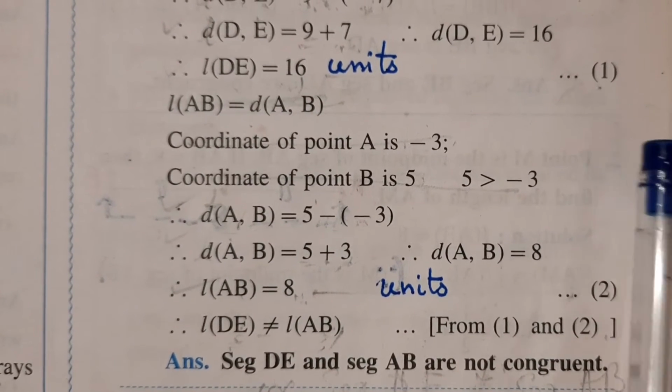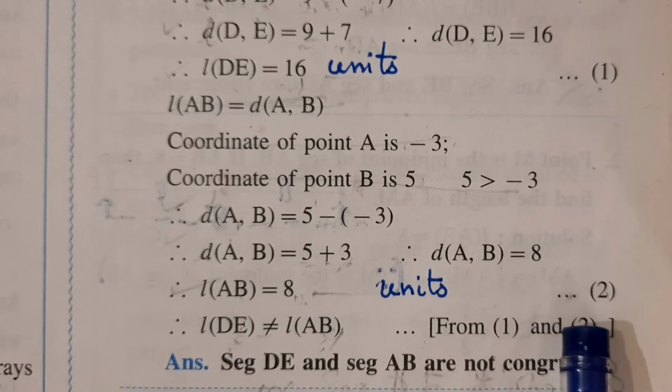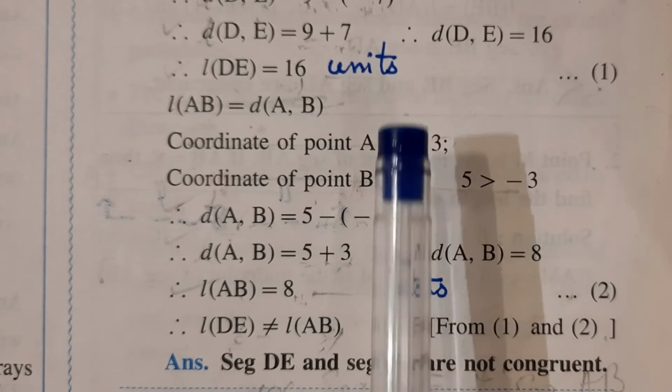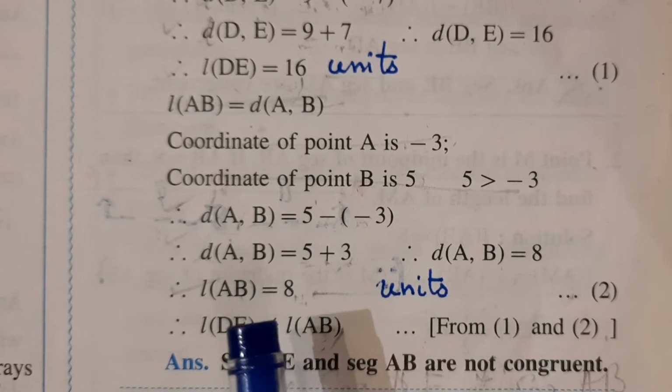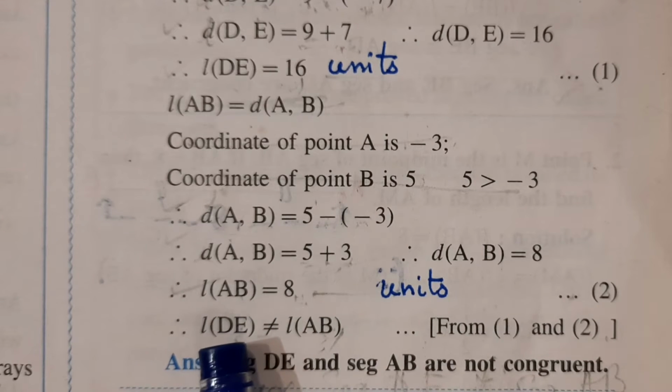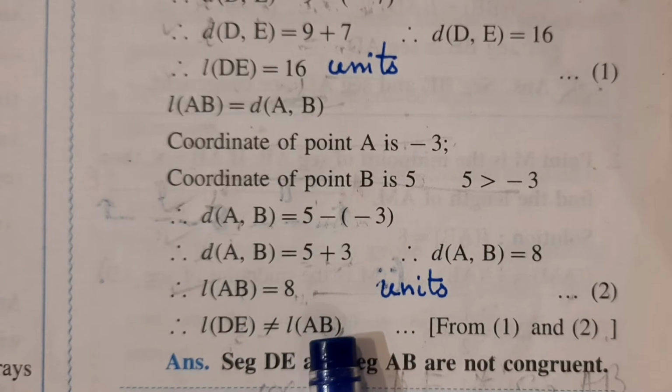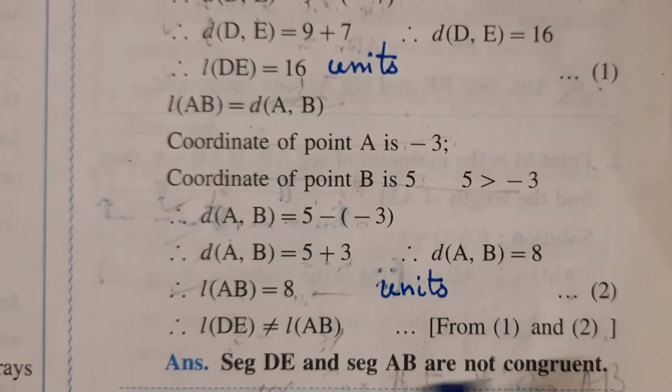Now, you notice from equation 1 and equation 2 that length DE is 16 units, but length AB is 8 units. So length DE is not equal to length AB from equation 1 and 2. Therefore, we can say that segment DE and segment AB are not congruent.